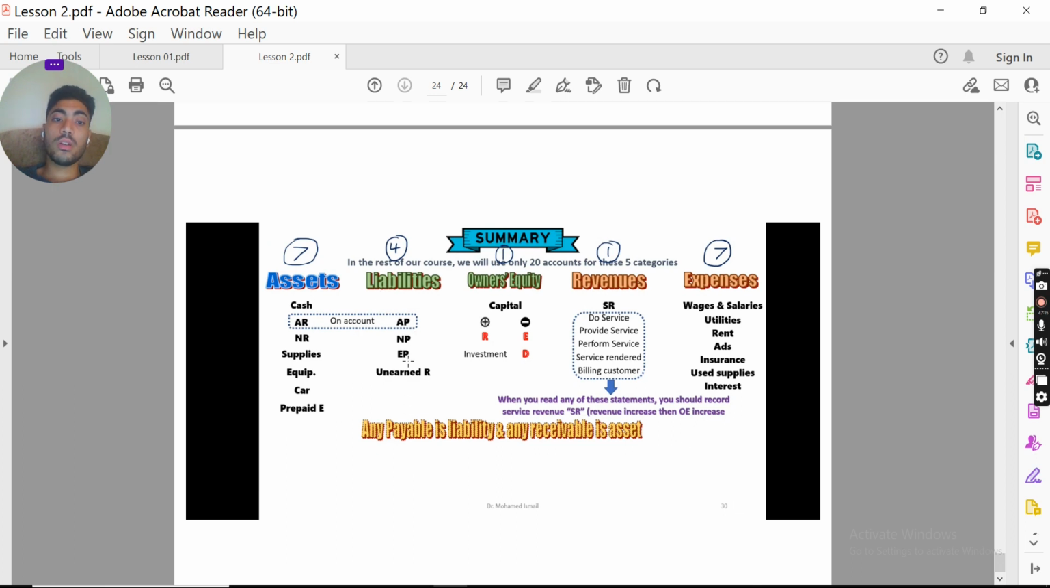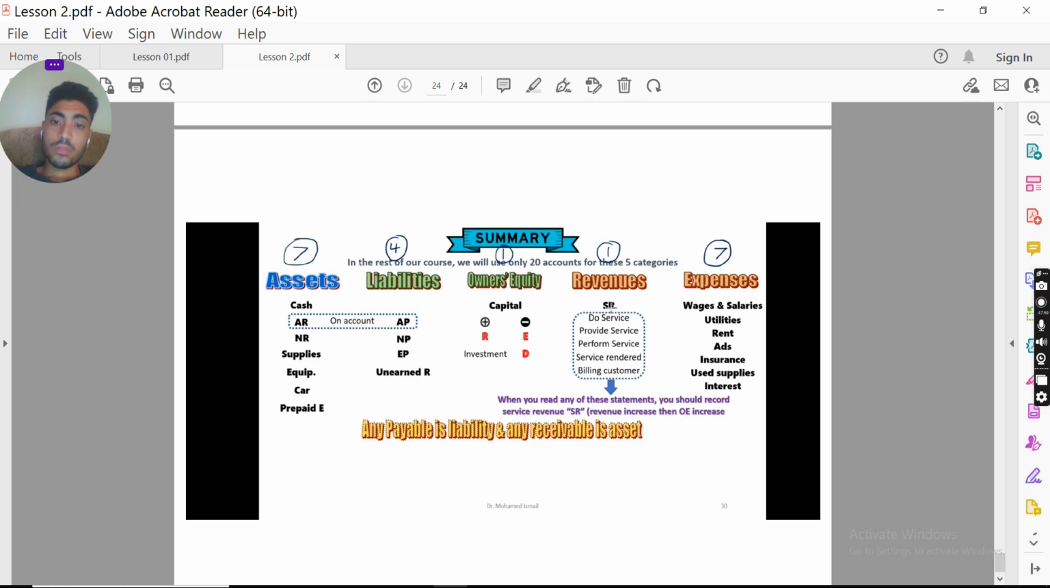Liabilities: accounts payable, notes payable, and unearned revenue. Owner's equity is just one thing: the capital. Revenues and investment increase the capital. E stands for expenses, D stands for drawings, R stands for revenues. Expenses and drawings lead to a decrease in the capital.